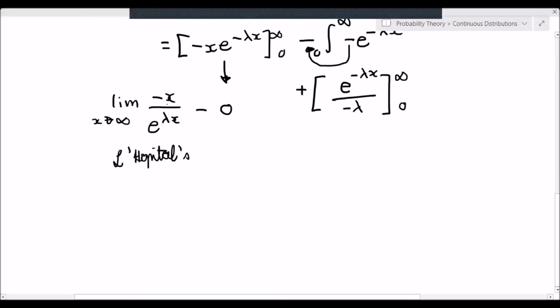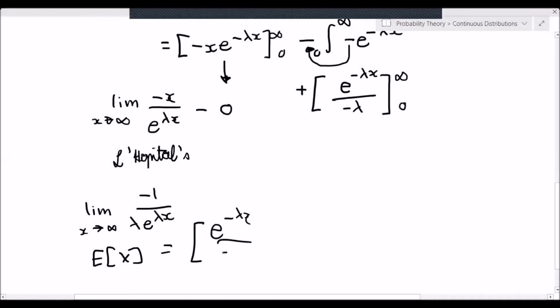And so that means we're going to take the first derivative of both of these. So we end up with negative 1 over lambda e to the lambda x. And the limit of that as x goes to infinity, we can see the denominator is going to converge to infinity. So that means that this whole fraction is going to go to 0. So the expected value of x is thus going to be equal to e to the negative lambda x over negative lambda evaluated at these limits.